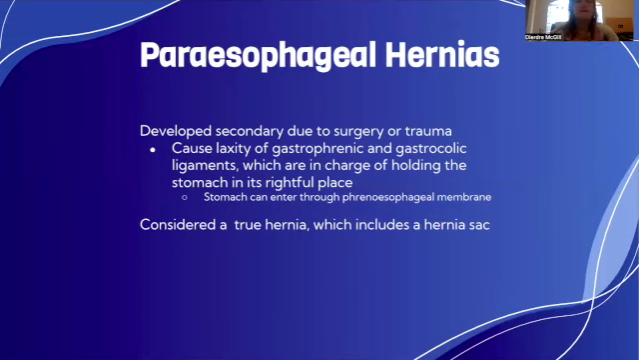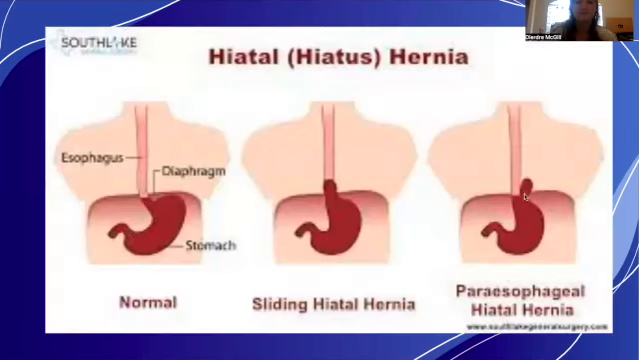And sometimes this defect can be large enough to allow other organs in, such as the colon, the spleen, or the small intestine. So it doesn't always just mean the stomach is going to be involved. Again, if it's large enough, then some of these other organs can be involved, and that's just going to cause a whole lot of issues.